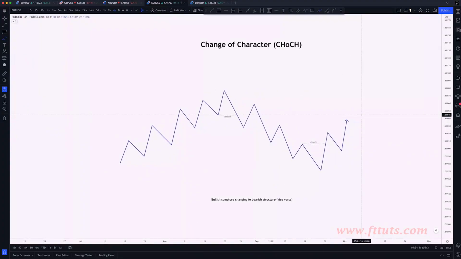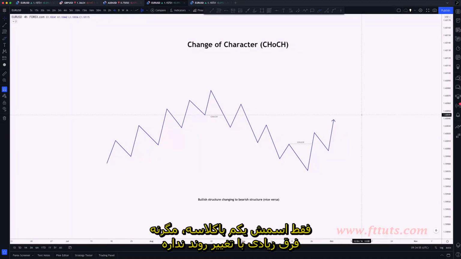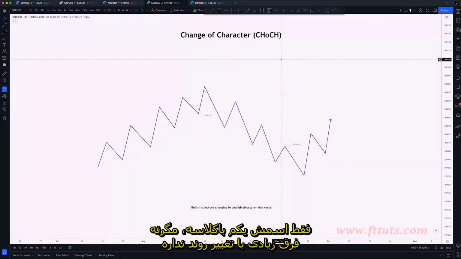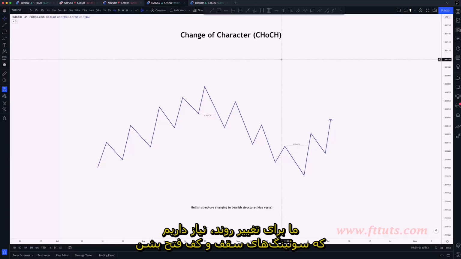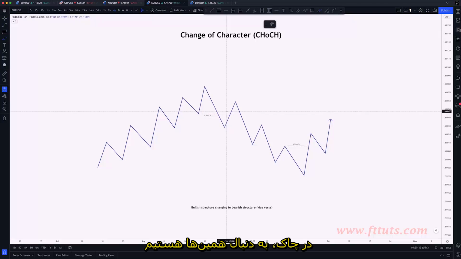Pretty simple stuff. Now, something called change of character. I don't really like the term, it's a bit of a fancy name, but all it essentially means is it's similar to trend change, but it's not the same. For a trend change, we're looking for the swing highs and lows to be taken out. For a change of character, it doesn't have to be swing structure, it can just be that internal structure. So there's little minor movements in between. That is what we're looking for in a change of character.